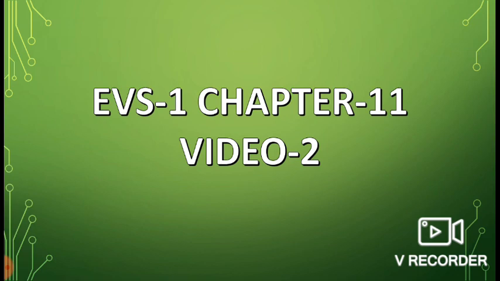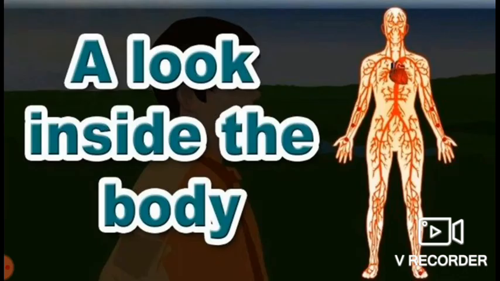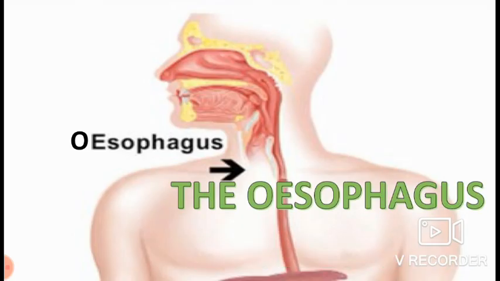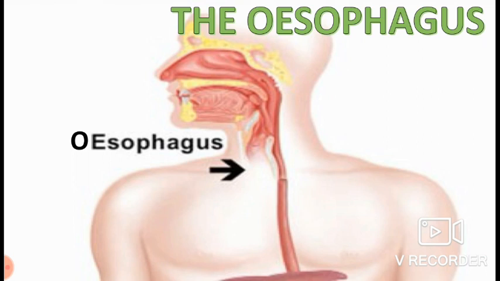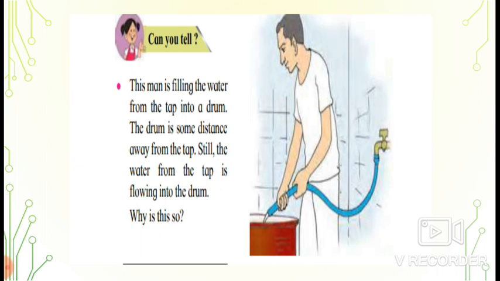A look inside the body. The esophagus. Let us see what is esophagus. But just before that, look at the picture. What is the man in the picture doing? Yes, you are right. He is filling the water from the tap into a drum. The tube or the pipe carries the water. This is exactly what the esophagus does in our body.